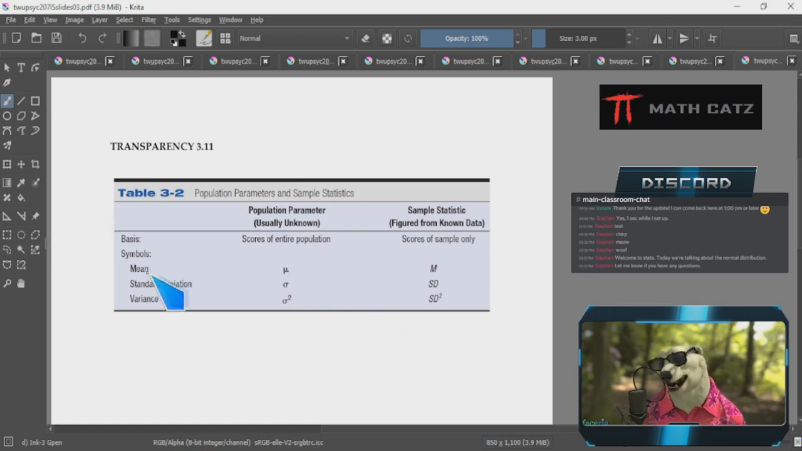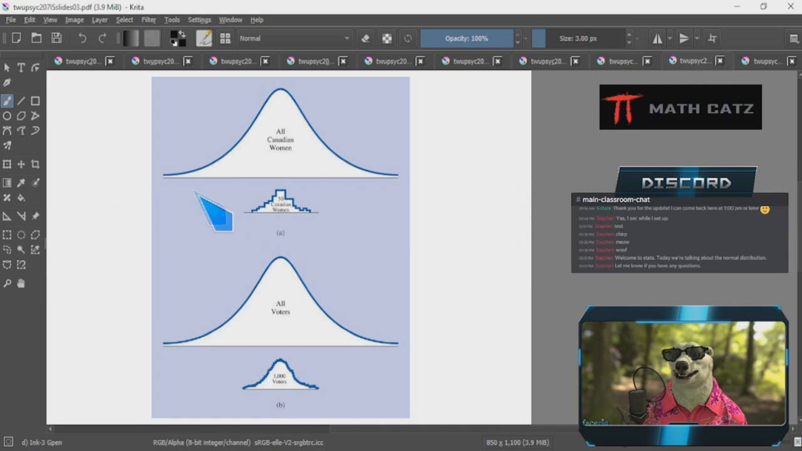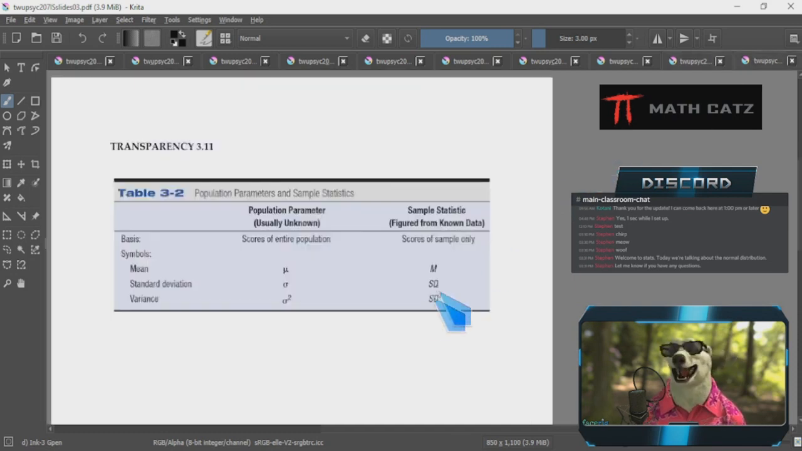When we talk about the mean, think about the previous picture. Whatever I'm investigating, there is an average, a mean score among all women in Canada. We'll call that mu. The Greek letter mu will represent the population mean. When I take a sample, which will be less than all the people, the mean from the sample will be an M, the sample mean. Population mean, sample mean.